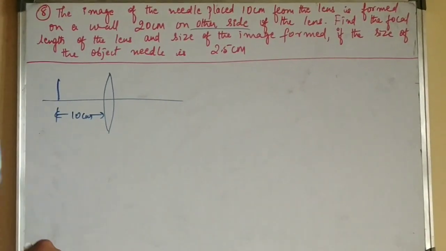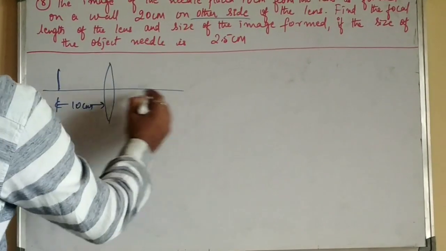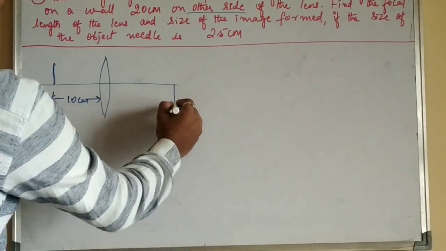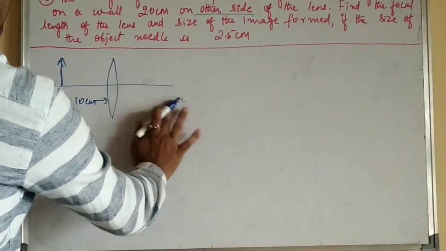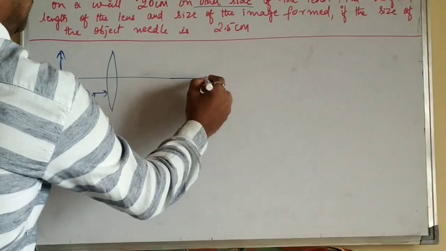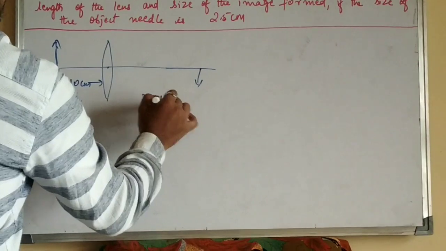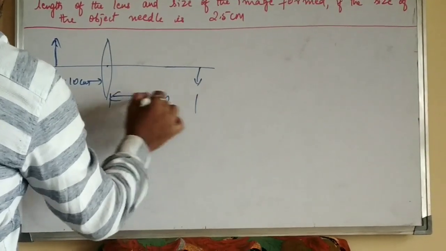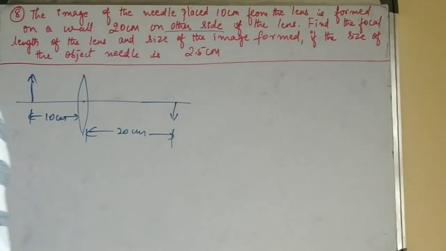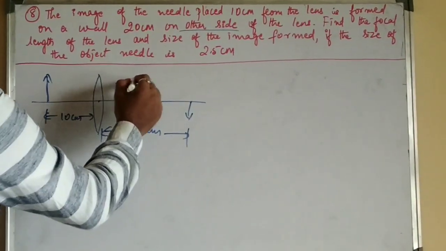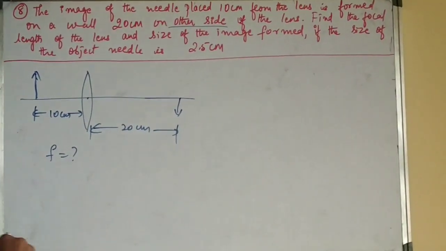Now formed on a wall 20 centimeter on other side. On other side it is at 20 centimeter. The image is now at 20 centimeter. Which means, okay, here it is at 20 centimeter from the lens. Find the focal length of the lens. So what is the focal length of the lens? Then, and the size of the image formed.